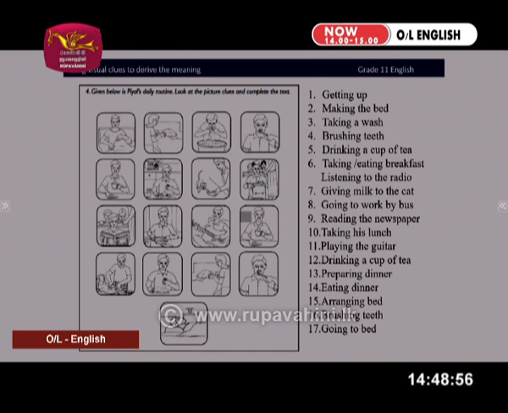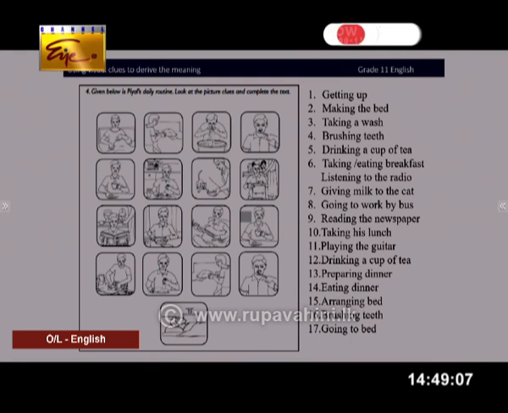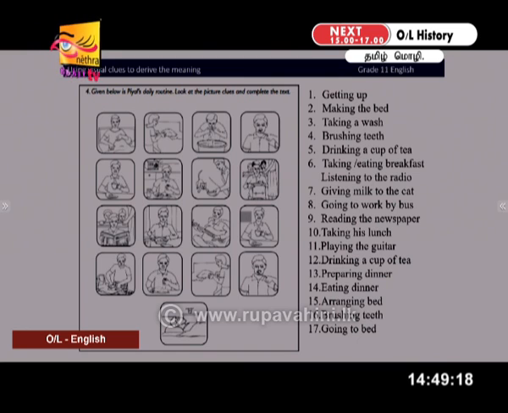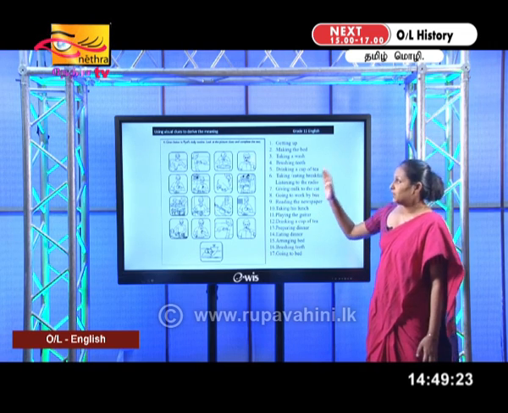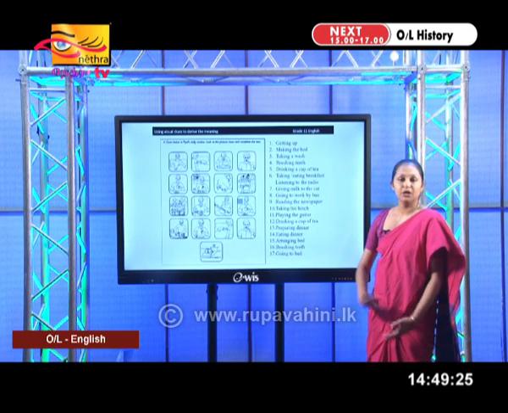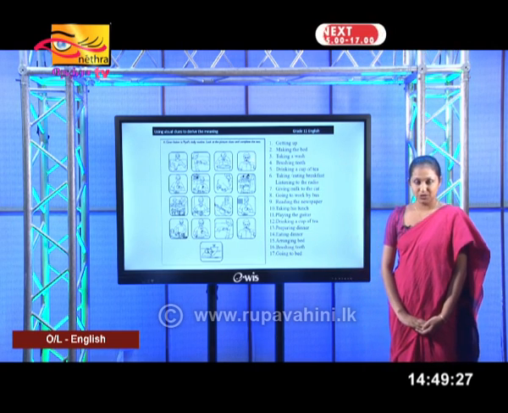Giving milk to the cat. Going to work by bus. Reading the newspaper. Taking his lunch. Playing the guitar. Drinking a cup of tea. Preparing dinner. Eating dinner. Arranging bed. Brushing teeth. Going to bed. So, these phrases can be used to describe these pictures.